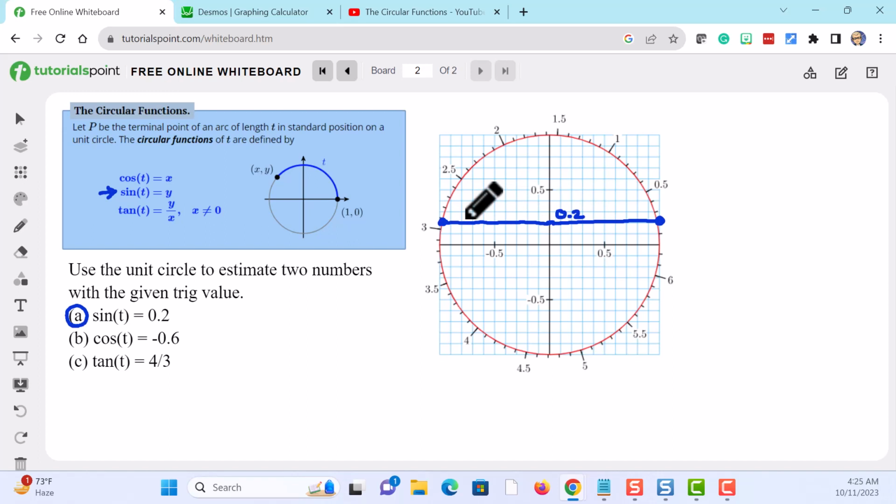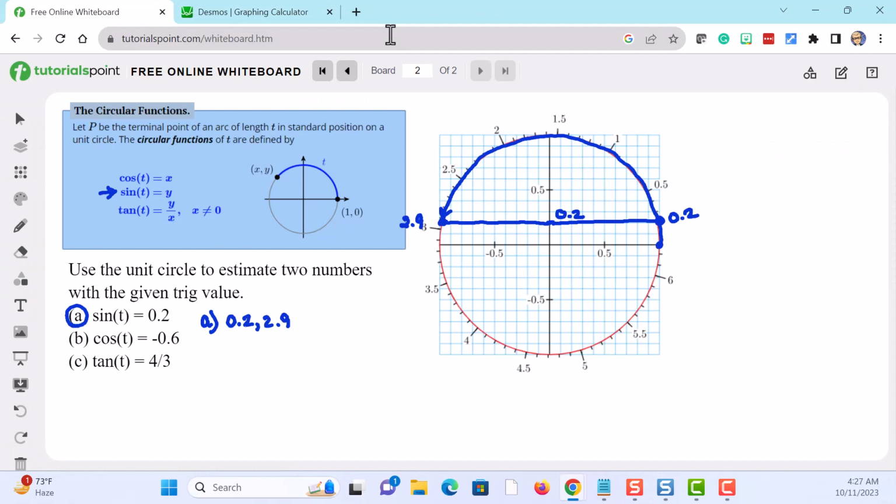And what we need to do is to measure the arc lengths that correspond with those two points. So for the first one, we start at 0 and we measure counterclockwise. And it looks like this is approximately 0.2. Now if we continue going around the circle, we get to our other point, and it's just before 3. I'm going to estimate that that's about 2.9. So for part A, we have two answers. One of them is 0.2, and the other is 2.9.